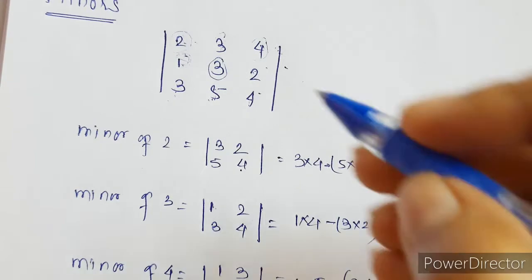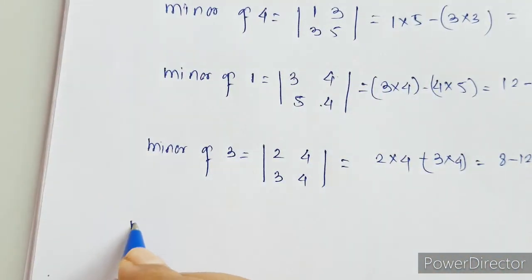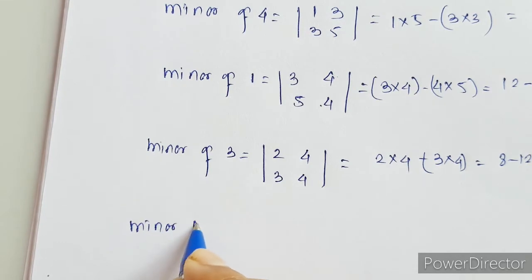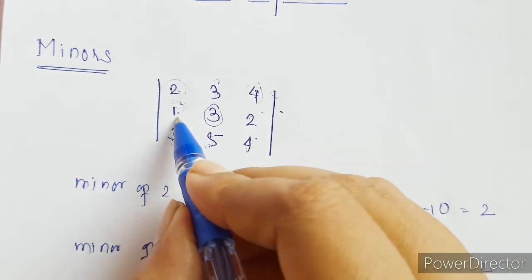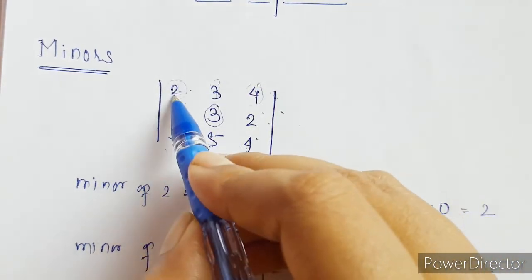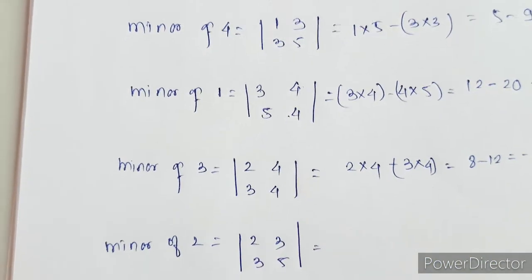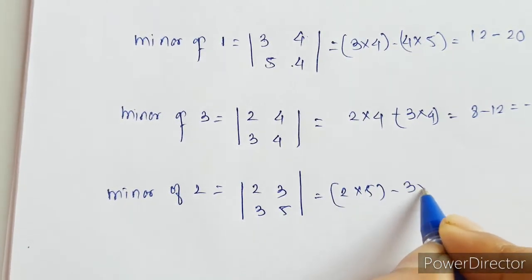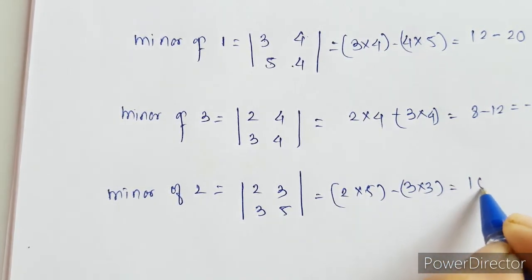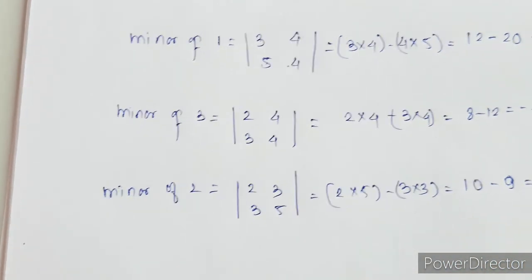Then next number, minor for 2. We are considering this term. Same row, same column removed, remaining are 2, 3, 3, 5. Now multiply again. 2 into 5 minus 3 into 3. This will be 10 minus 9, which equals 1.